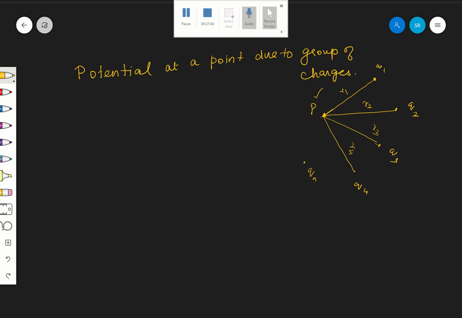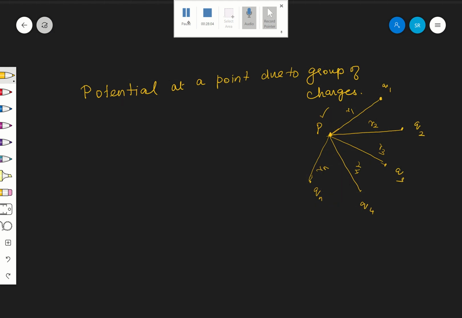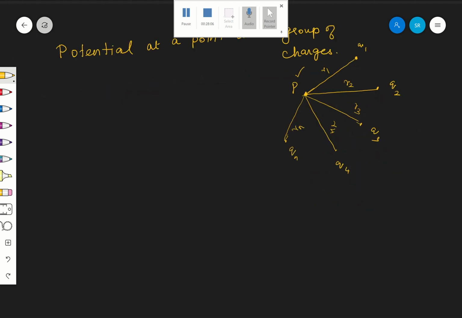Okay, therefore Rn. What is the distance here? The distance of Qn is Rn from P. Okay, therefore what is very simple: you have to find out the potential at P due to Q1 first. Therefore, first potential.